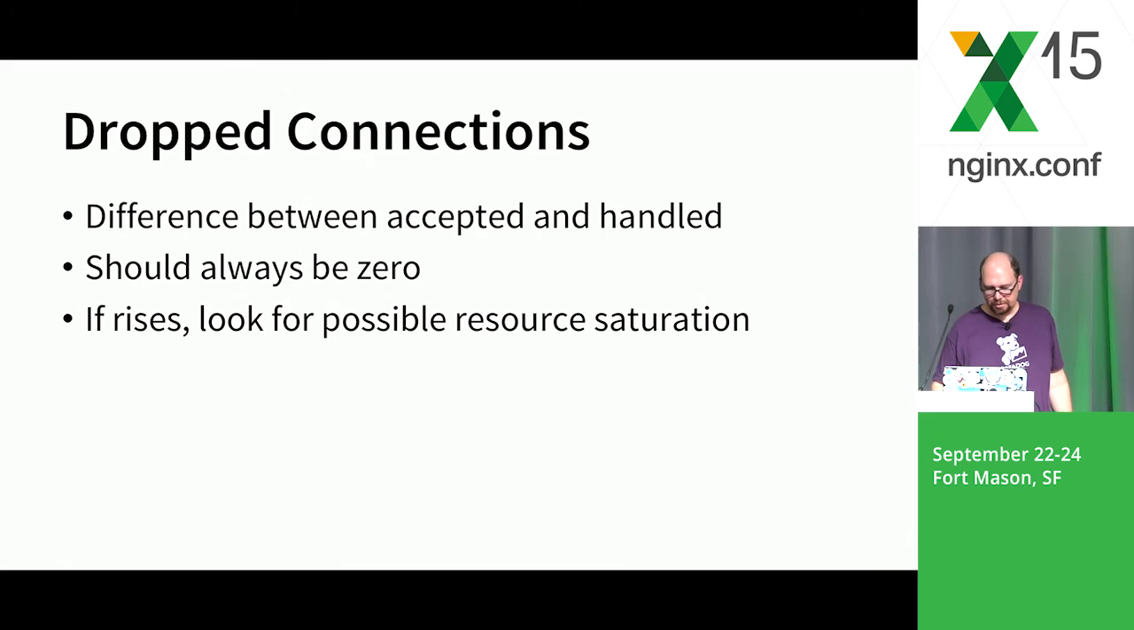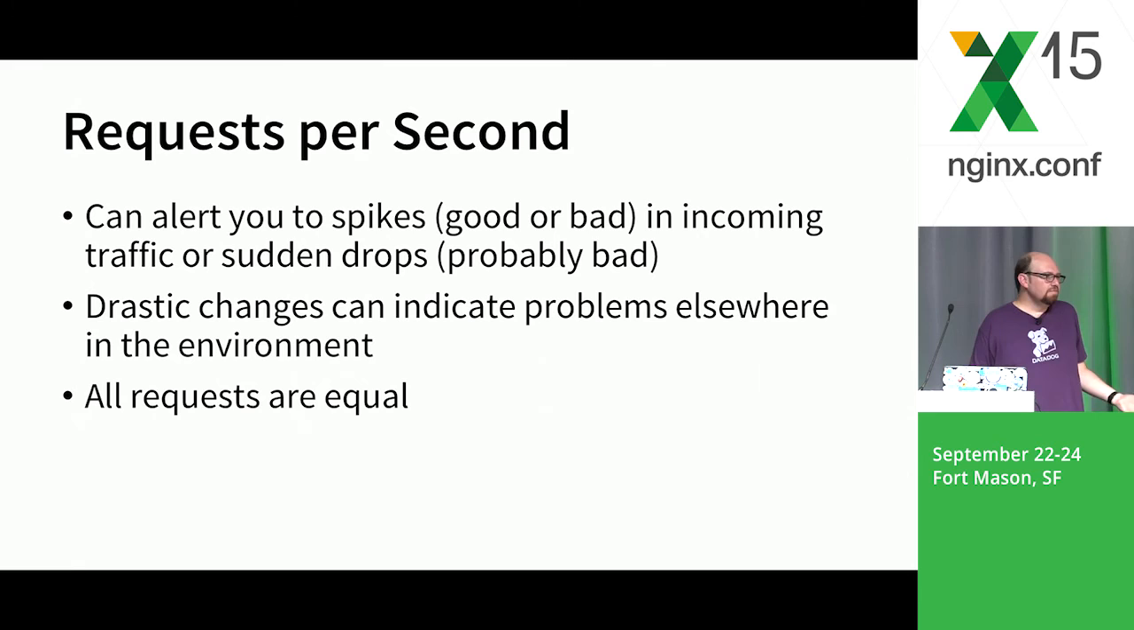Requests per second on its own doesn't really tell you that much. If I just see one number, oh, it's 500 requests per second, that doesn't tell me anything. It's not good or bad. If there's a spike, it could be good, it could be bad, depending on the reason for the spike. But if there's a constant flow and all of a sudden a drop, well, that's something that I should be alerted about. And so those drastic changes could actually indicate not a problem with NGINX, but maybe something before NGINX, somewhere in your connection to the web or something else. Some other problem is involved.